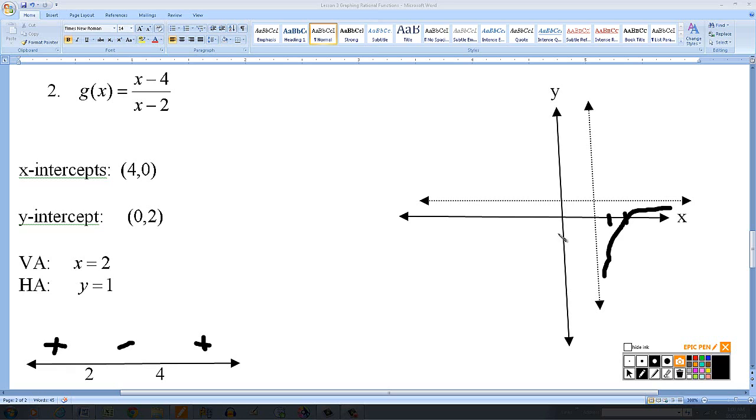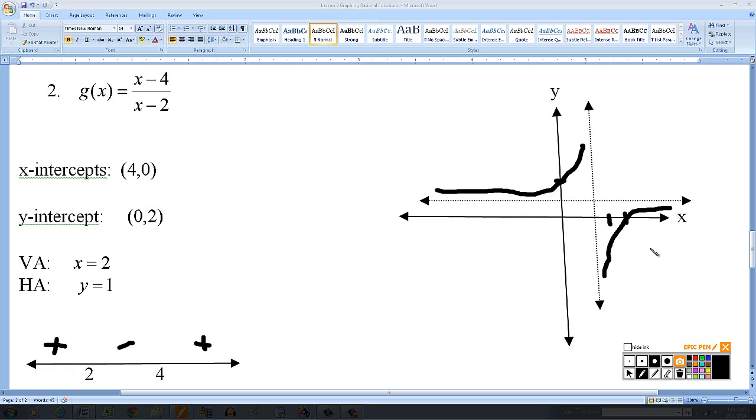Now I know the graph is going to pass through the point (0, 2). So this is 1, so I go 1 more, that'll be 2. That'll be the point (0, 2). And to the left of 2 it's positive. So here's x equals 2, so to the left it's positive, so the graph has to be above the x-axis. But again, because I have a vertical and horizontal asymptote, the only option I have is to pass through that point, and then it's going to go up and not cross.